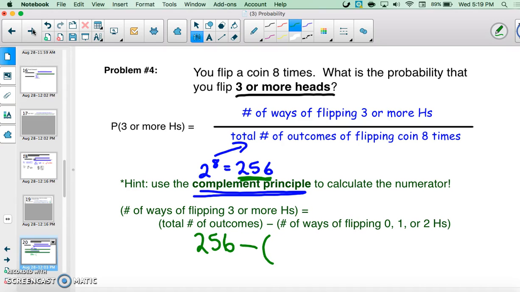So if we have 8 different possibilities, we've got 8 choose 0 is something we don't want. We've got 8 choose 1 is also something we don't want. And 8 choose 2 is the last thing we don't want, because we want 3 or more. So if you type these in, you're going to get a 1, an 8, and a 28. If you add those up and subtract them from 256, we're going to get 219.